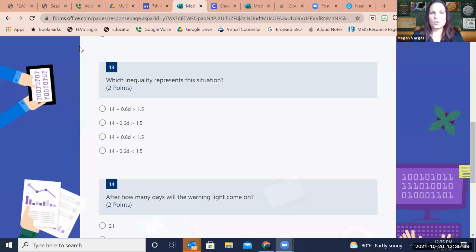All right, so which inequality would it be? What do you guys think? What do you think? I'm going to let you answer this one. Madison and Christian, my all-stars. What do you think? Yeah, Christian, it is. What do you think, Madison?